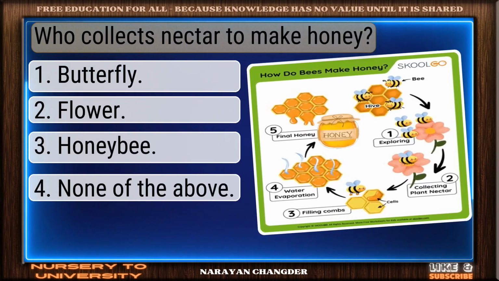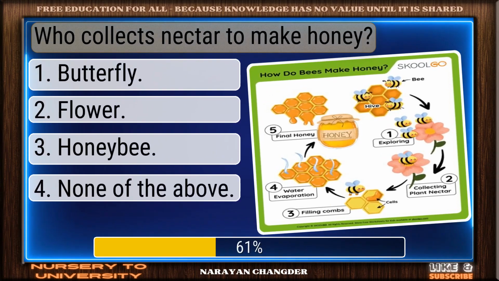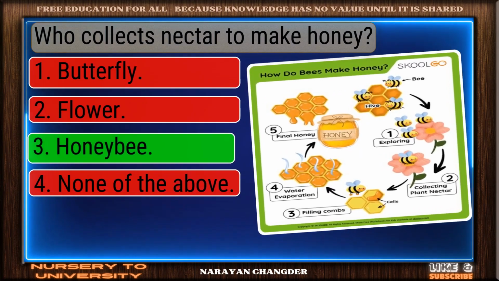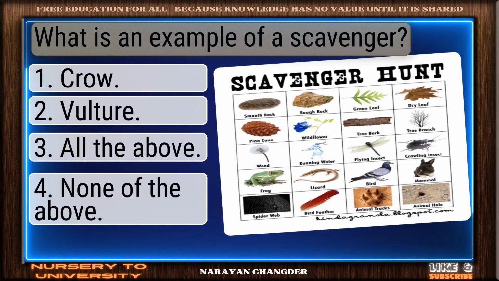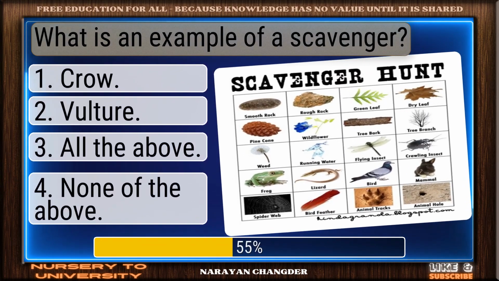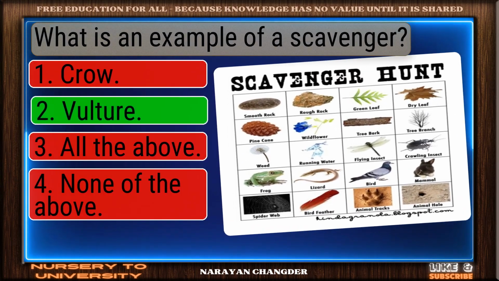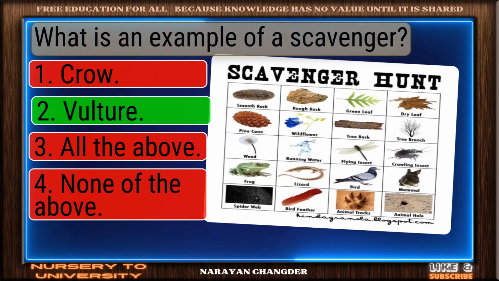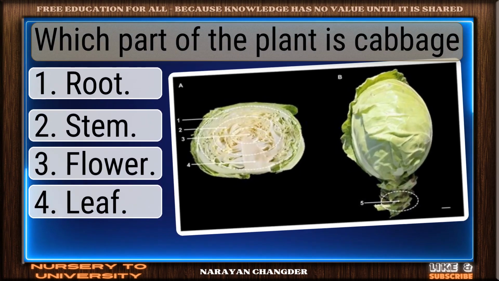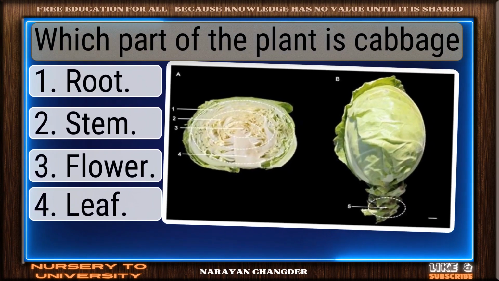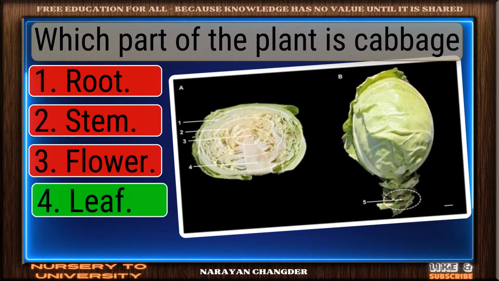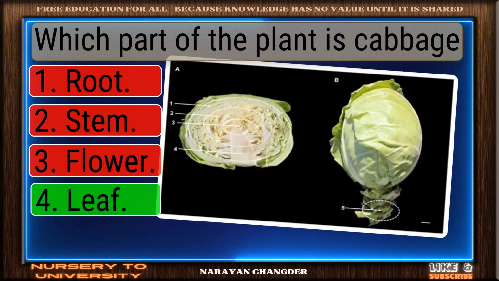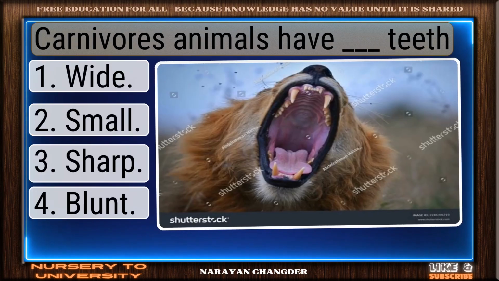Who collects nectar to make honey? Well picked. Honeybee is the correct answer. What is an example of a scavenger? Well reasoned. Vulture is the correct choice. Which part of the plant is cabbage? Clear logic. Your choice leaf is sound and 100% true.